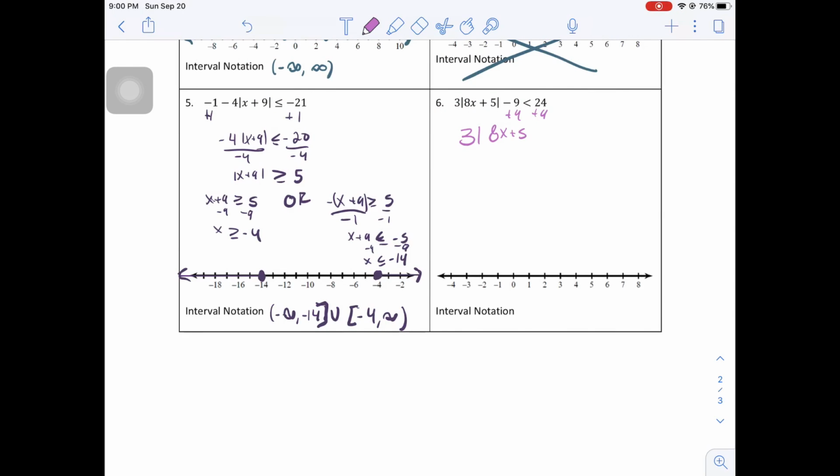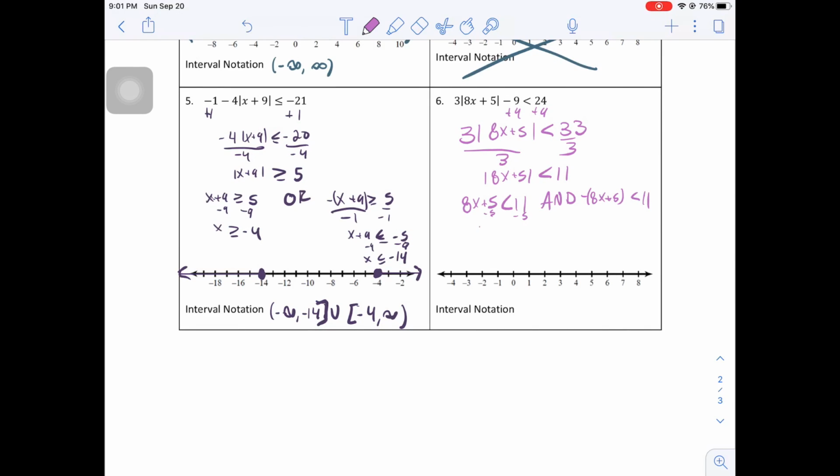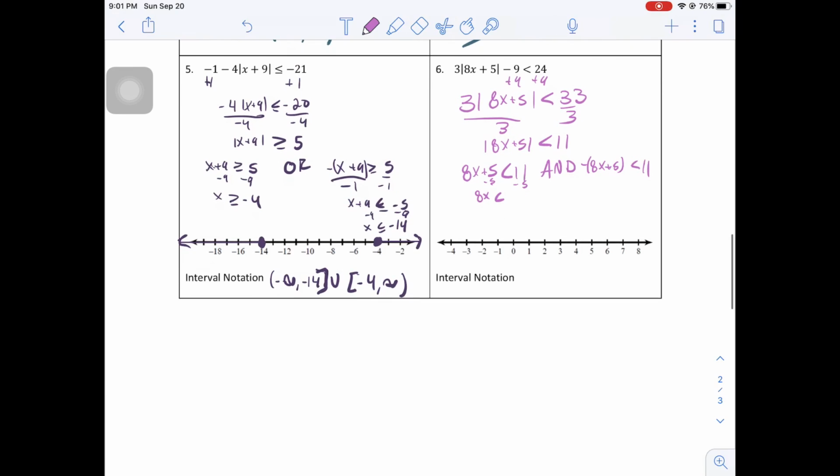And then here we go, last one. So we add 9 to both sides. We get 3, absolute value of 8x plus 5, less than 24 plus 9 is 33. Divide by 3 on both sides. We get the absolute value of 8x plus 5 is less than 11. Split it into the two cases. 8x plus 5 less than 11. And then because it's a less than, it's an and statement. So and negative 8x plus 5 is also less than 11. Solving this, subtract 5. We get 8x is less than, what is 11 minus 5? That is going to be 6.